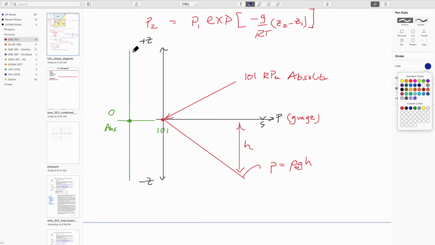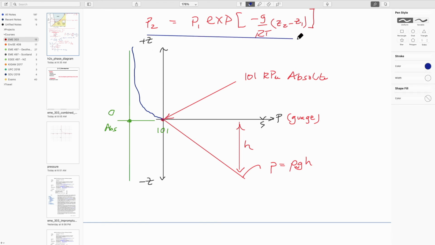I won't be able to draw this very well, but it will look like this. The curve that we have here looks something like this. It'll asymptote to 0 pressure absolute as you go up to infinity into space. It will build non-linearly as you go down here, because the density of the air, which is at very low pressure, will be very small here. The density of the air at very high pressure will be much higher here.